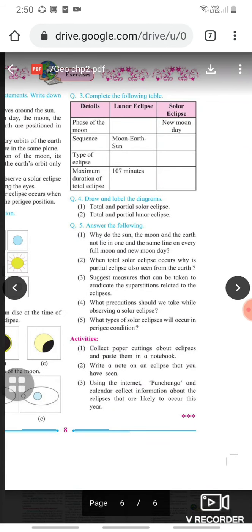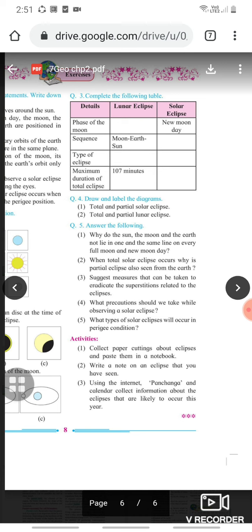Okay, third question is to complete the following table. Here the details are given to you. Next column is for the lunar eclipse and next for the solar eclipse. Okay, phase of the moon. What is the phase of the moon during the lunar eclipse, and during the solar eclipse, it is given to you. Next is sequence. So what is the sequence during the solar eclipse, the type of eclipse during the lunar and the solar, and the maximum duration of total eclipse in the lunar and the solar.